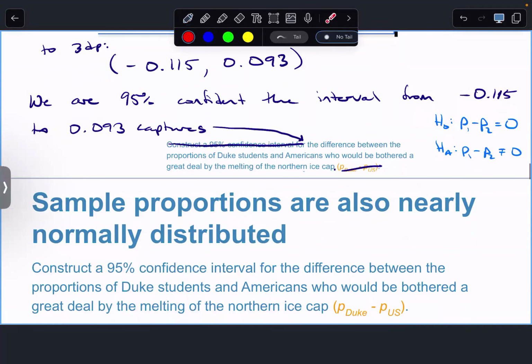So what I want you to think about is, this is the difference in the population proportions. And we've just stated that we're 95% confident that this interval from a negative value to a positive value captures this difference in population proportions. Okay, what does that mean in terms of the null hypothesis then? 0 is in this interval, right? I go from a negative to a positive difference.